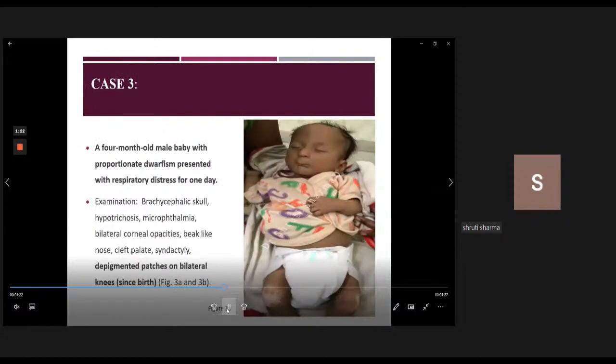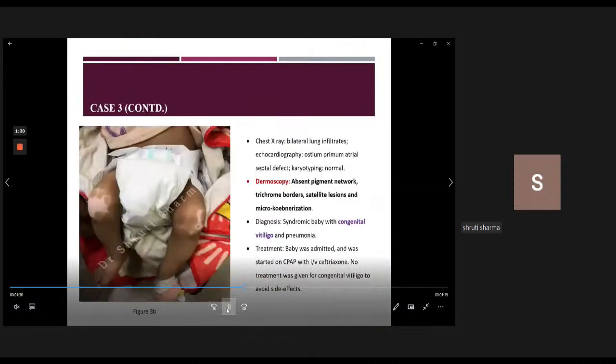Case 3. A 4-month-old male baby with proportionate dwarfism and craniofacial defects presented with depigmented patches on bilateral knees since birth. On dermoscopy, we found absent pigment network, trichrome borders, satellite lesions, and microcoagulation. We made the diagnosis of congenital vitiligo in that syndromic baby, but no treatment was started as the baby was in poor general condition due to pneumonia.